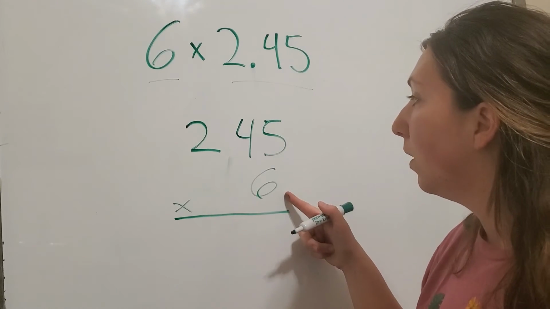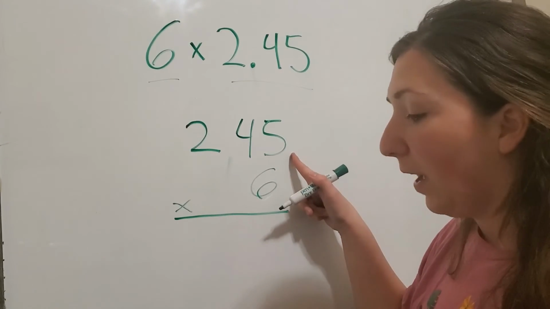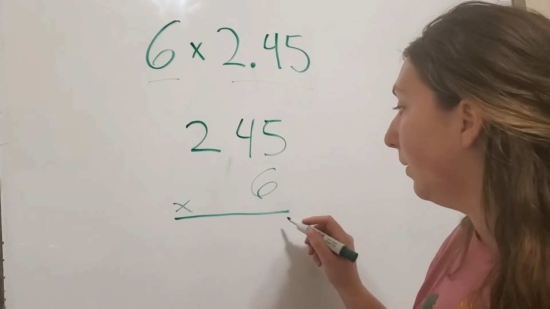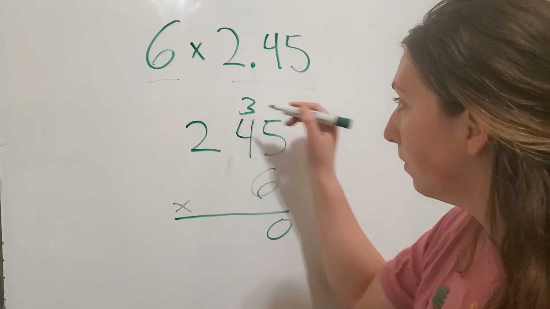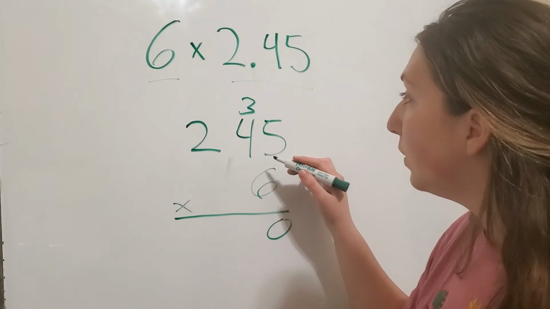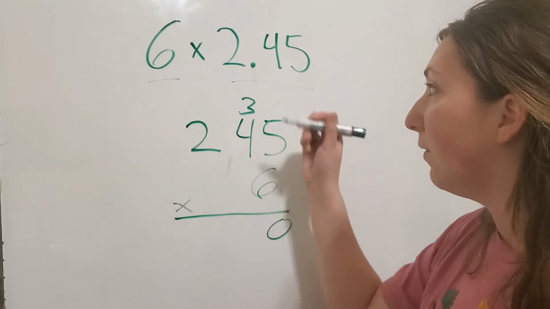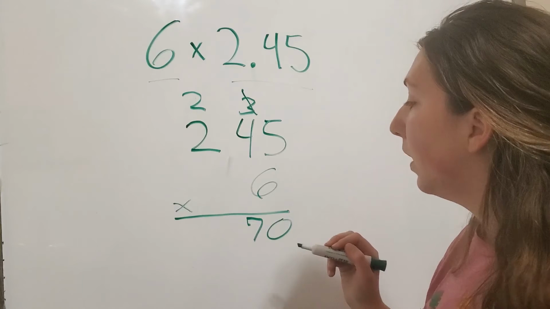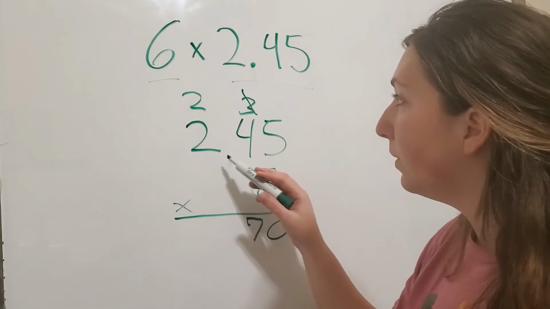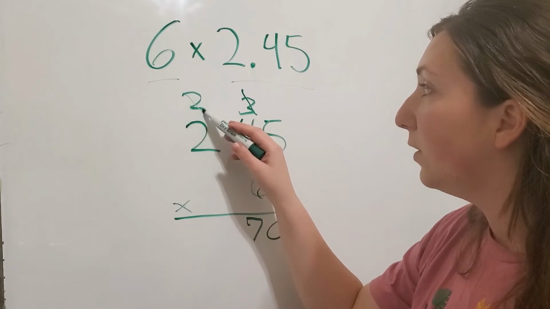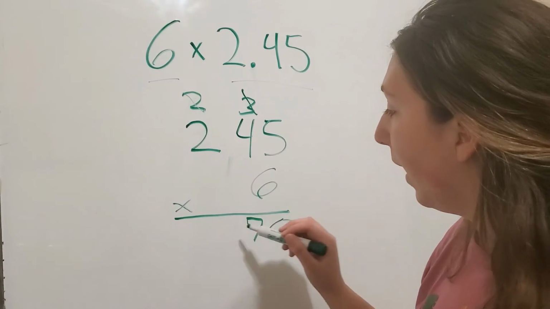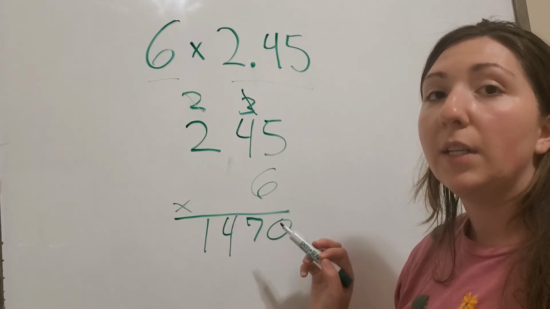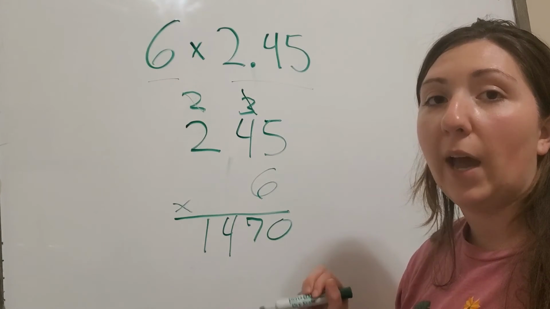Okay, now 6 times 5 is 30. Okay, 6 times 4 is 24, 25, 26, 27. We added that 3. Okay, and we carry the 2. 6 times 2 is 12. We add that 2 more, 13, 14. Okay, there's our number. But now we have to make sure we add the decimal point.